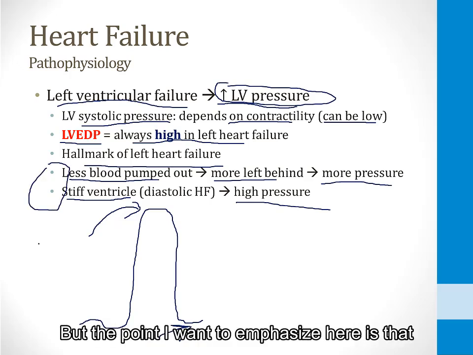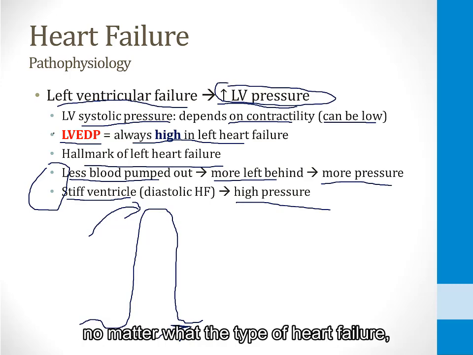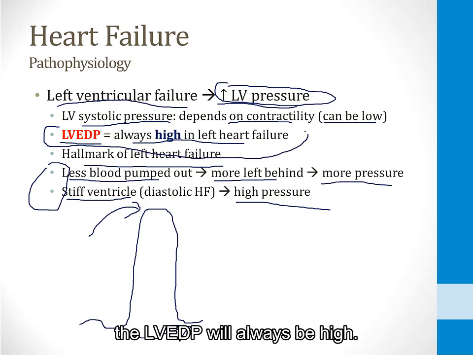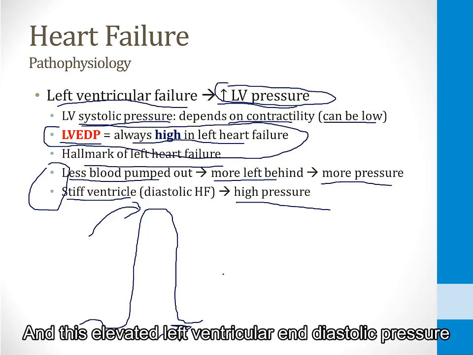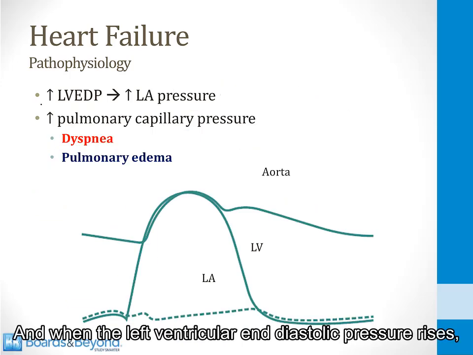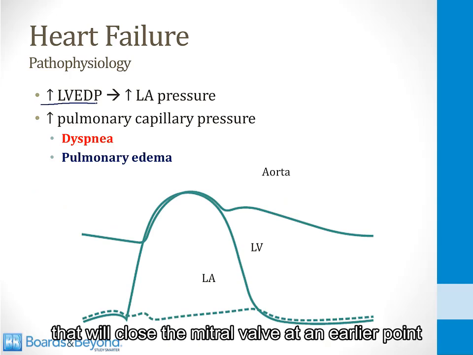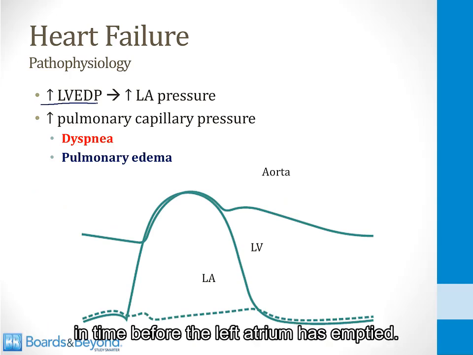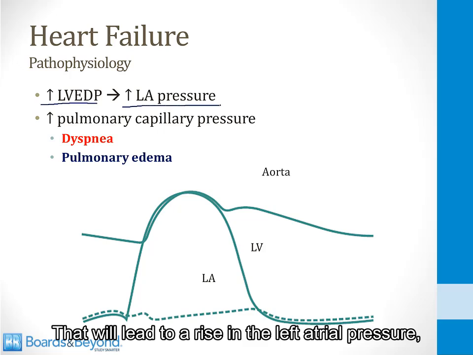But the point I want to emphasize here is that no matter what the type of heart failure, the LVEDP will always be high, and this elevated left ventricular end diastolic pressure is the hallmark of left heart failure. And when the left ventricular end diastolic pressure rises, that will close the mitral valve at an earlier point in time before the left atrium has emptied.